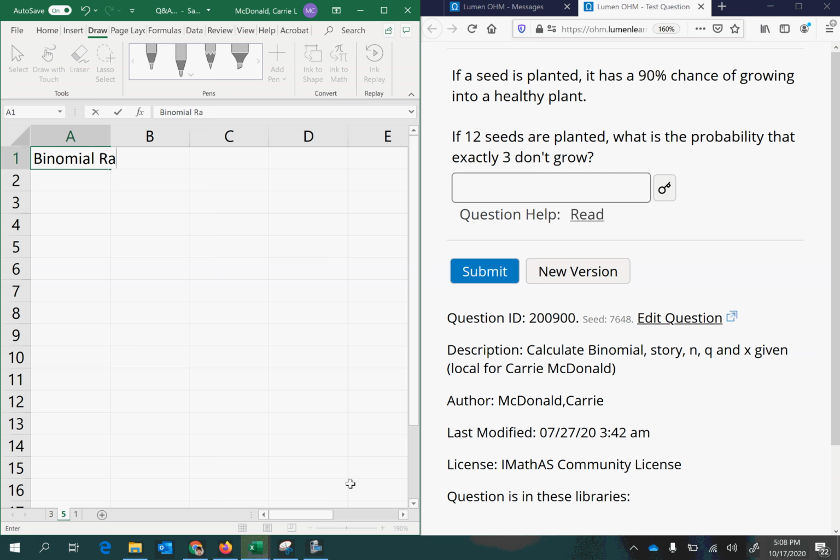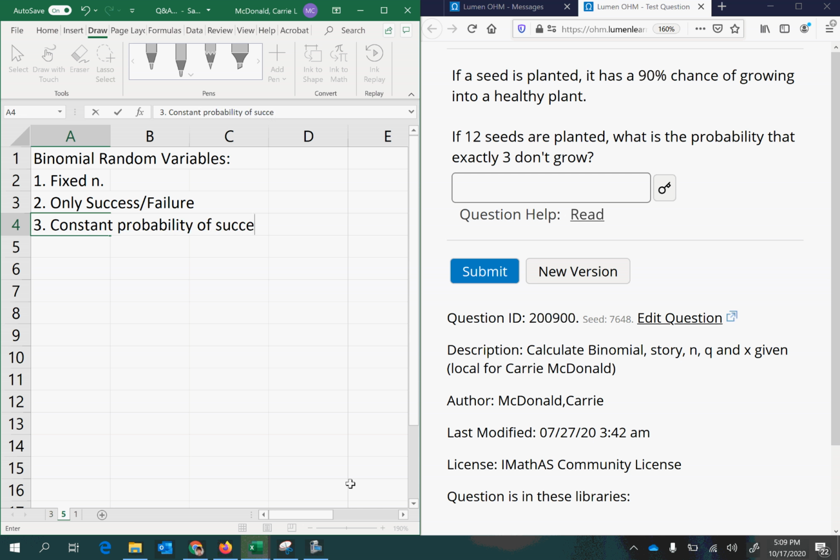Binomial random variables: 1, there is a fixed n. 2, there are only success, failure. 3, constant probability of success, meaning the probability of success remains the same for every single trial. Now the fixed n is the number of trials.